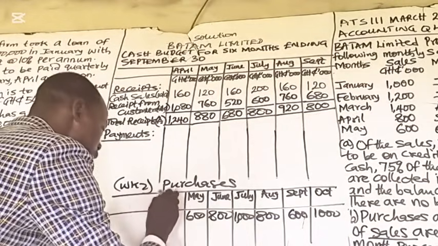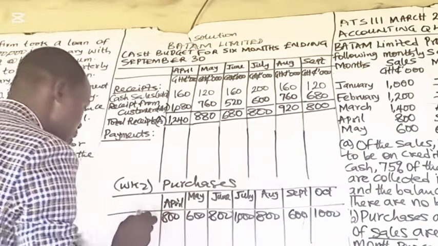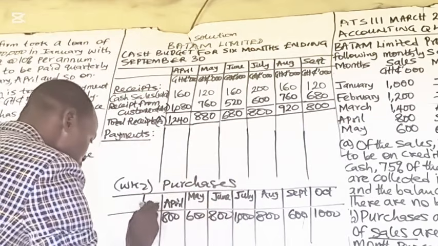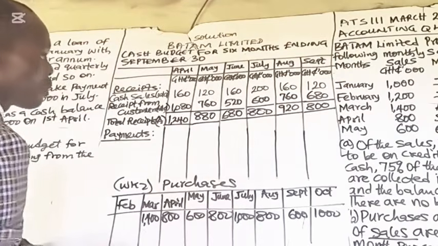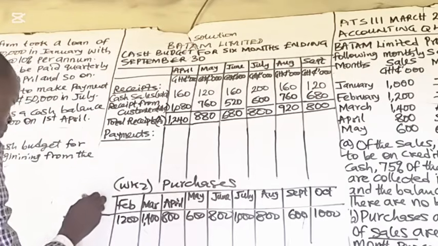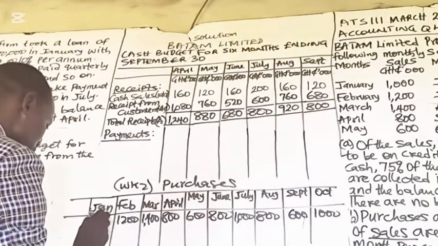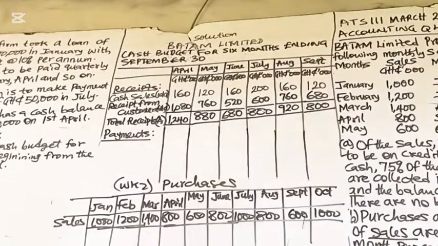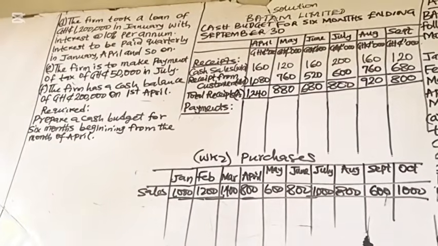Then we also have for the month of April, that is 800,000 CDs. Then March, and that is 1.4 million CDs. Then February, that is 1.2 million CDs. Then January, that is 1 million CDs. These are the sales made in each of the months. Of these sales, purchases is 80%. That is note B. Purchases amount to 80% of sales. Of the sales made, purchase amounts to 80%.